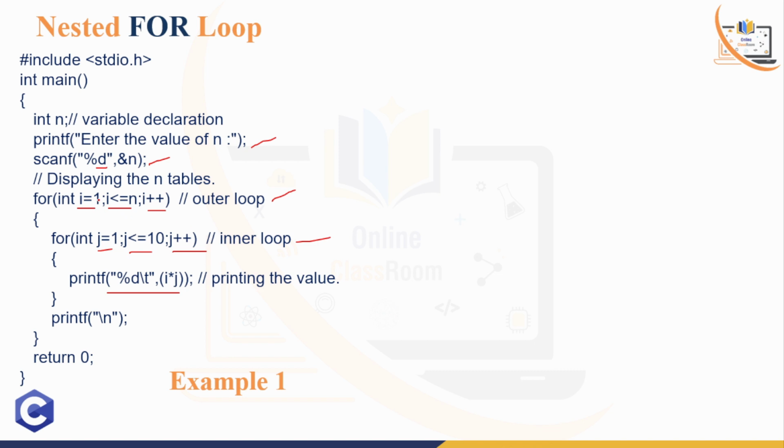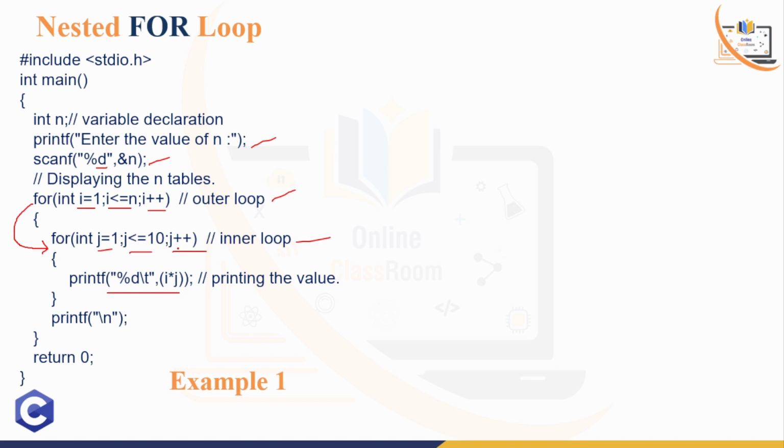The working structure of any kind of nested loop is that, at the first time, the value of i will be 1 and 1 is less than or equal to n. Suppose we give the value of n equals 3 here, and 1 is less than 3, yes, the condition is satisfied, then it will enter the loop. When it enters the loop, it will find that there is another for loop written, right? Now j equals 1, j less than or equal to 10, and j plus plus.